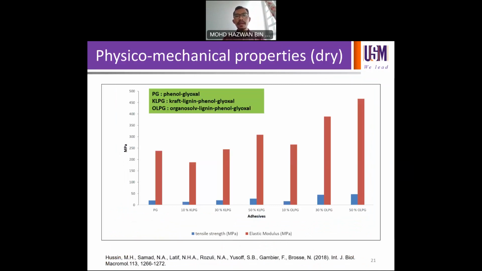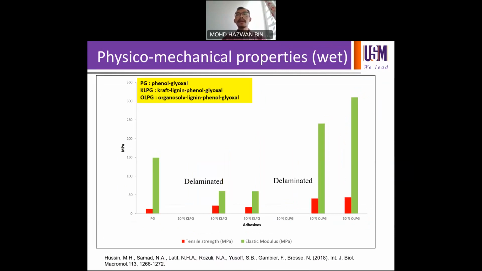And finally, we did mechanical properties. The panels were tested under dry condition and wet condition. For dry condition, we observed that 50% organosolv lignin phenol glycol produced higher tensile strength compared to the other percentages and also the control. Meanwhile, wet condition means that the panels were soaked in boiling water for several hours, and then dried and subjected to mechanical testing. Even though some percentages show some delamination, 50% organosolv lignin phenol glycol still shows better tensile properties.